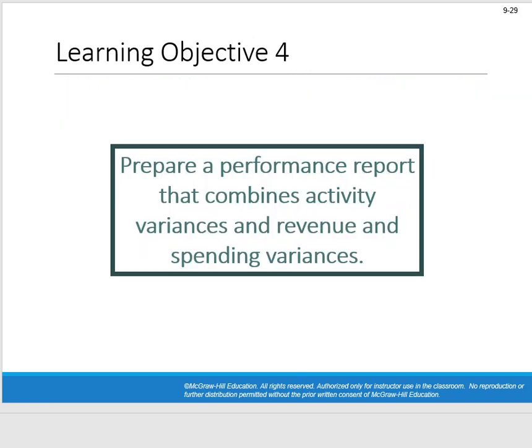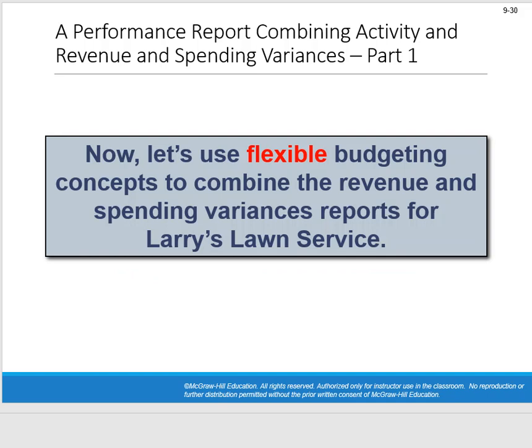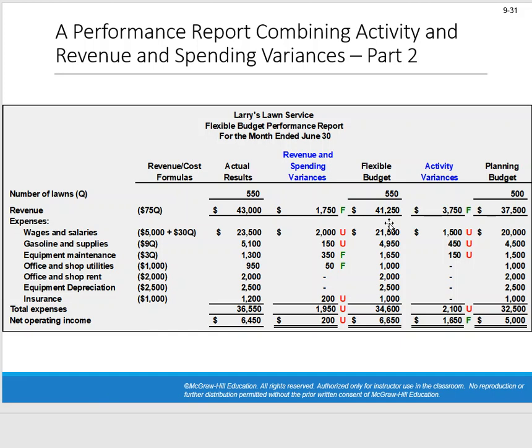So the performance report is where we combine all of this together. Essentially we're going to be looking at both of these comparisons, the activity variance and the revenue and spending variances. And here's the typical format we're going to see. We lay out our actual, our flexible, and our planning budget. So you put your actual over here on the left, which you're going to compare to your flexible budget, and then in between is your revenue and spending variance. So how much of the difference can be explained by our ability to control our costs.